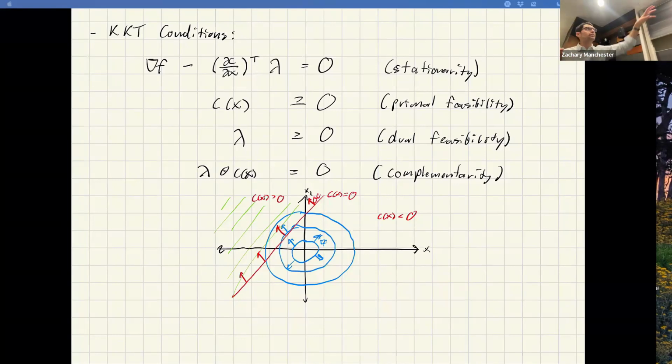And if you think about what that's doing, if you look at stationarity, it's either making it an equality constraint problem or an unconstrained problem, right? So all this extra KKT baggage is really just encoding the on-off switching of active and inactive constraints. Does that make sense to everybody? Yeah.